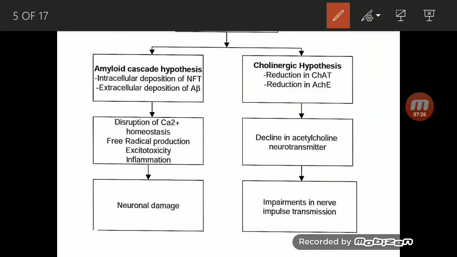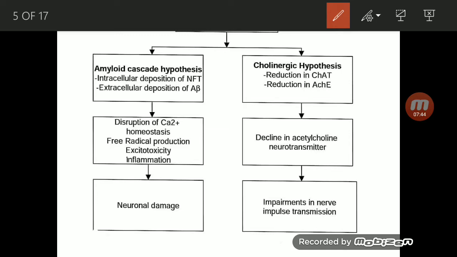Okay, and second is reduction in your ACHE, which is acetylcholine esterases. Okay, so they help in your breakdown of your acetylcholine. Okay, so recycling can be done.